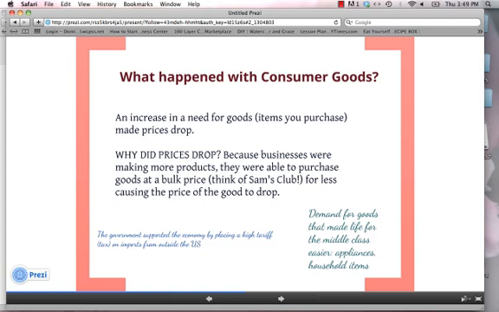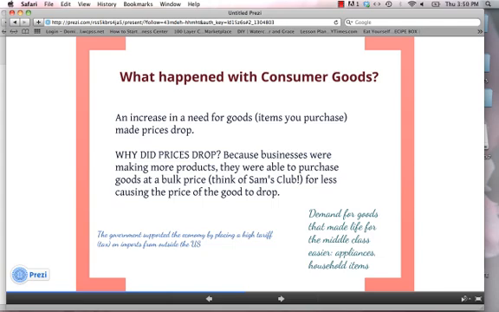So what happened with consumer goods that helped the economy succeed? An increase in a need for goods, or the items that you purchase, makes prices drop. So why does this make prices drop? Well, businesses that are making more products are able to purchase the materials needed to produce those goods at a bulk price. So if you think of Sam's Club, where you buy a lot of stuff and everything's cheaper per item, that's kind of what businesses are facing when they're looking for the products and resources that they need. So they're able to buy more, so they're able to lower the price.